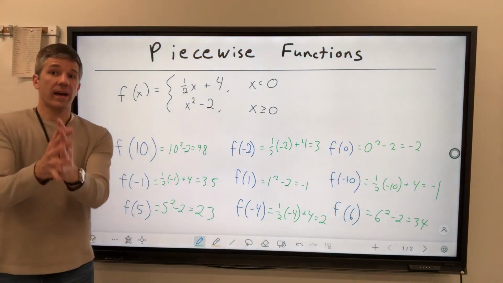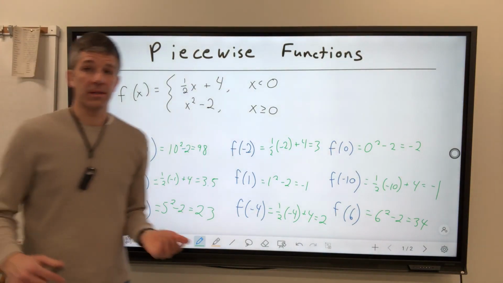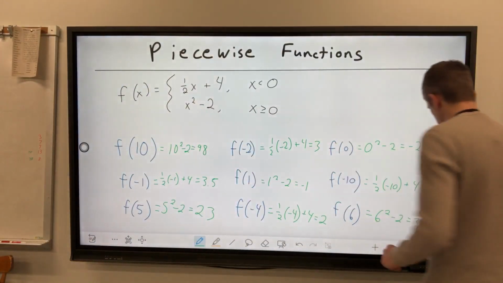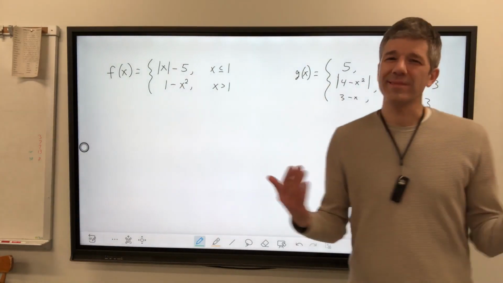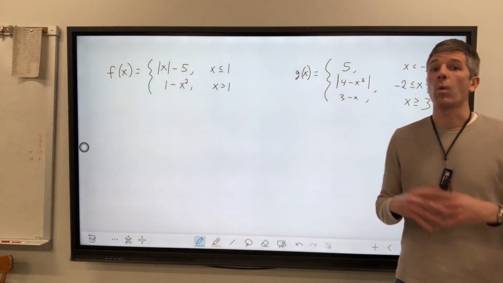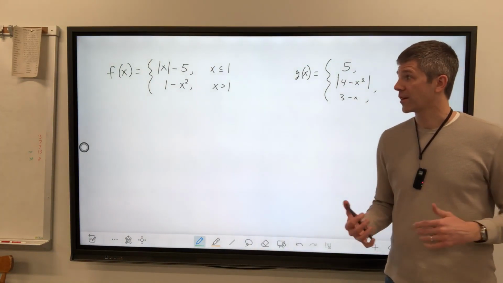Okay, the next set of problems are going to be a little bit different for a couple reasons. So here we go. Moving forward. We have two functions. We have an f and a g. So not going to be hard. We just have to be a little more aware of what function they're asking us to use.